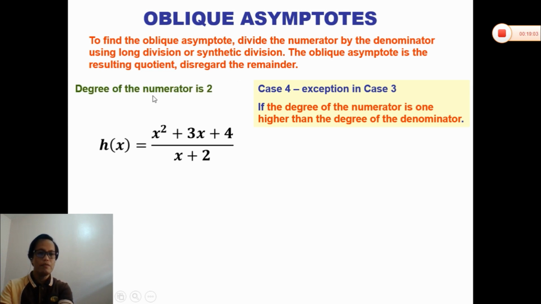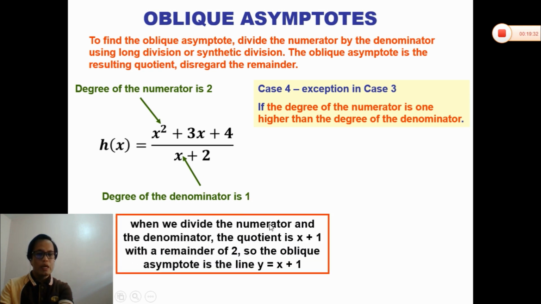This time, the degree of the numerator is 2, which is x squared plus 3x plus 4, and the degree of the denominator is 1. The denominator is x plus 2. So when we divide x squared plus 3x plus 4 by x plus 2, the quotient will be x plus 1 with a remainder of 2. So for this example, our oblique asymptote is the line y equals x plus 1.